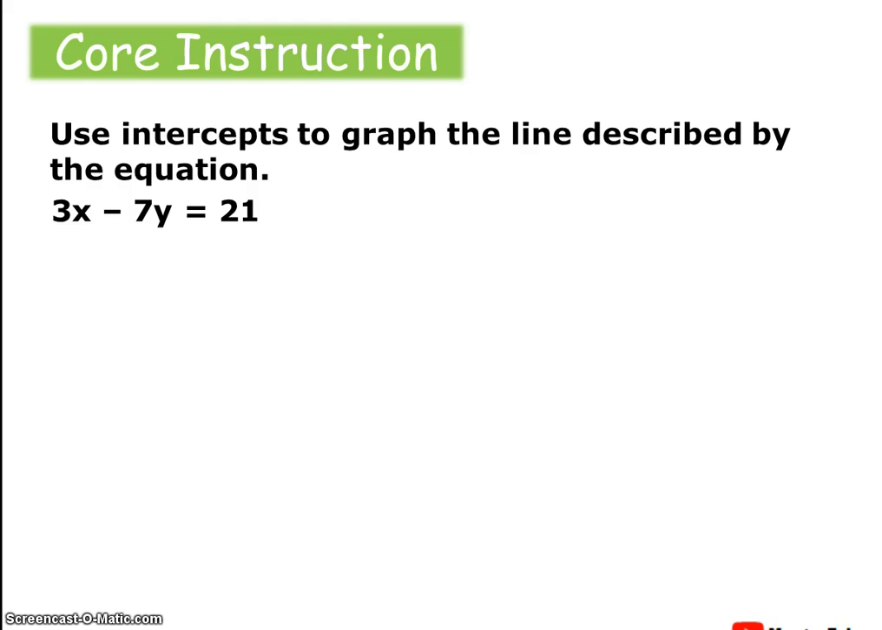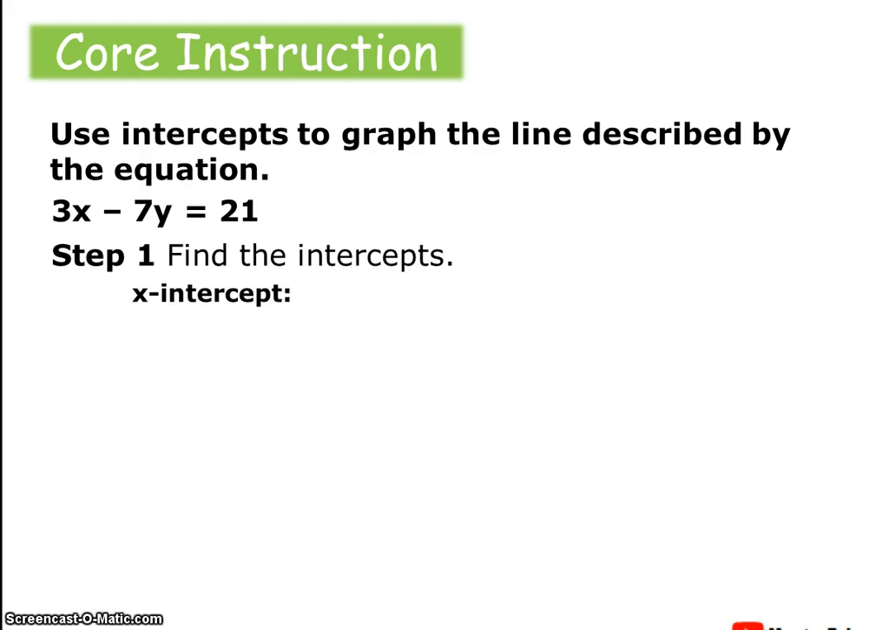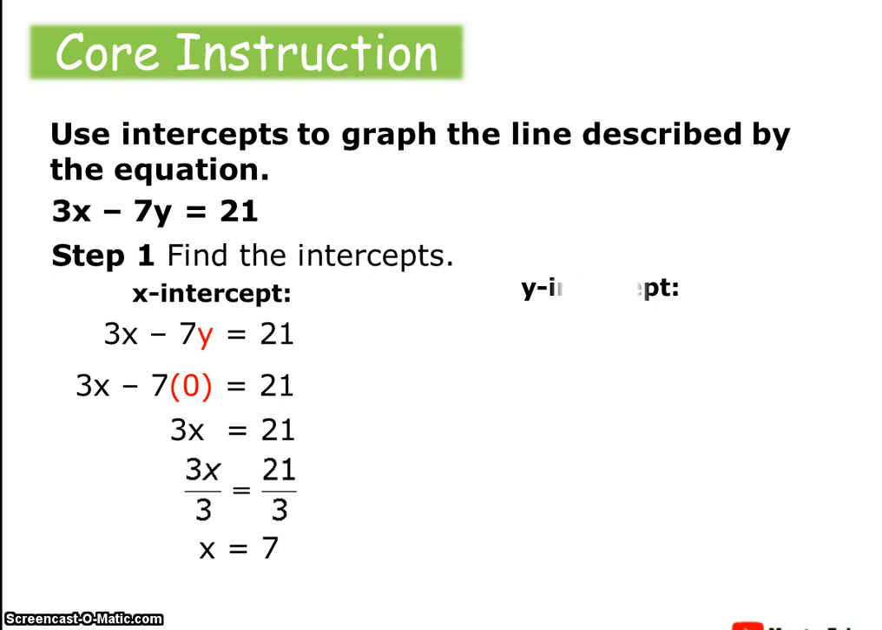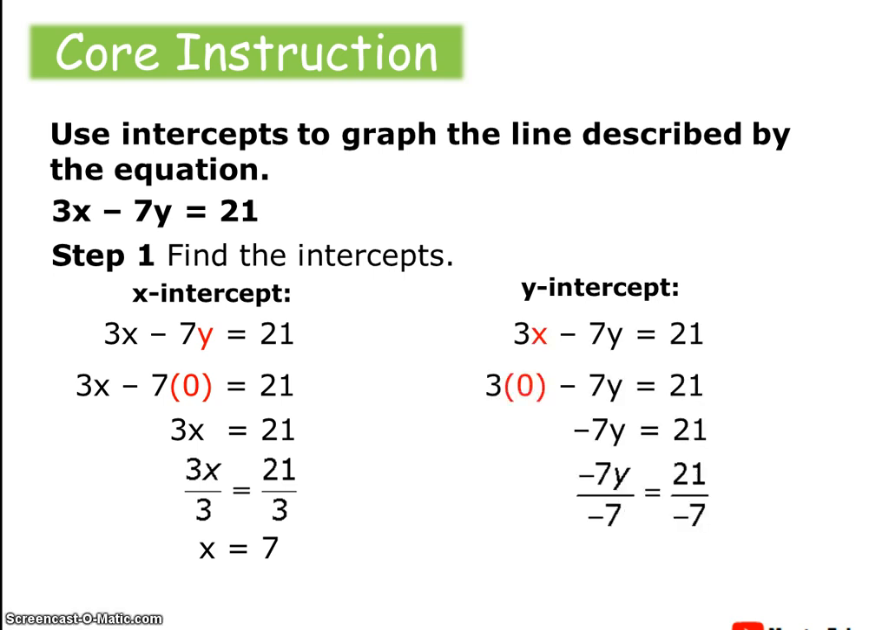So we're going to use our intercepts to graph the line described by the equation. Now in this case, this is written in standard form. So we're going to start by finding the intercepts, and we can do that by simply subbing in my zeros for y to find x, and then subbing my zeros for x to find y. Fair enough?